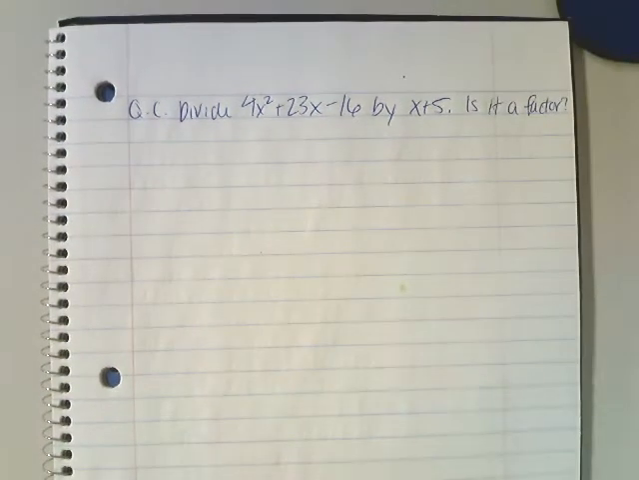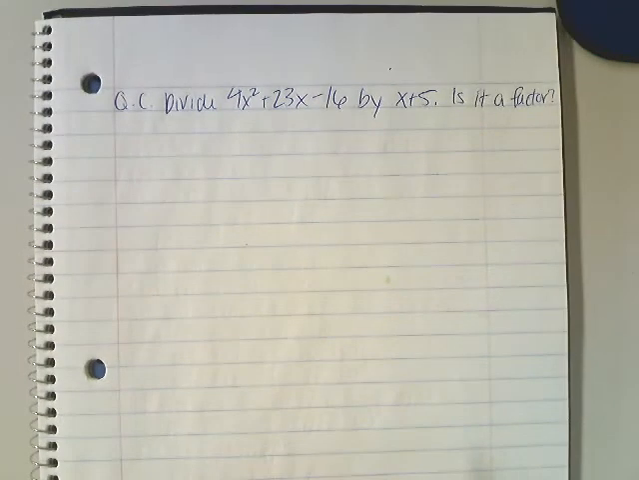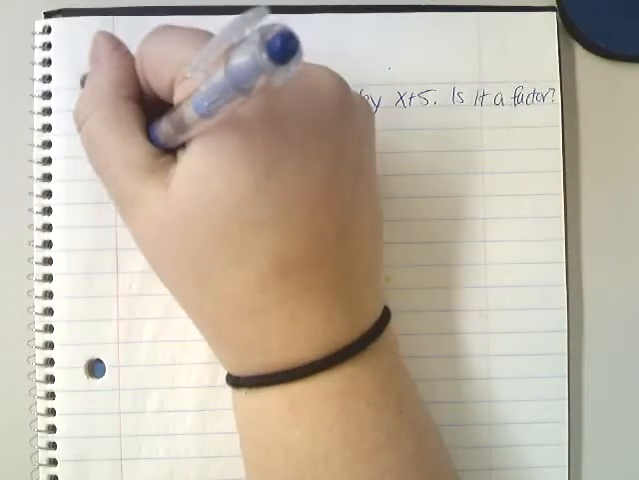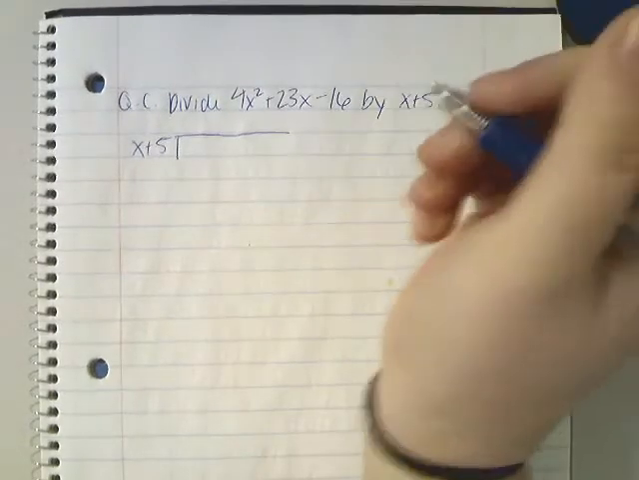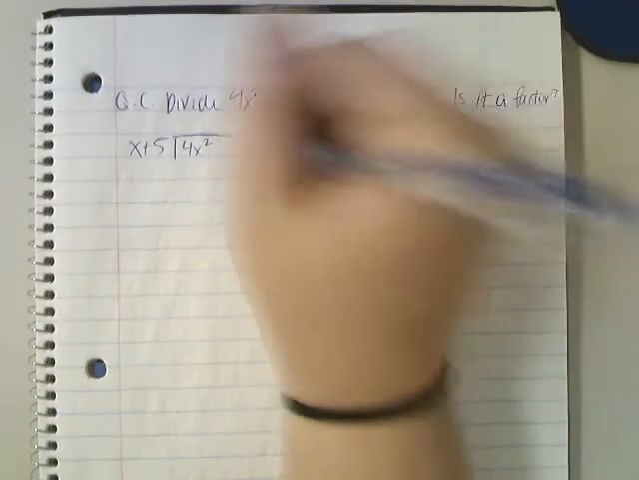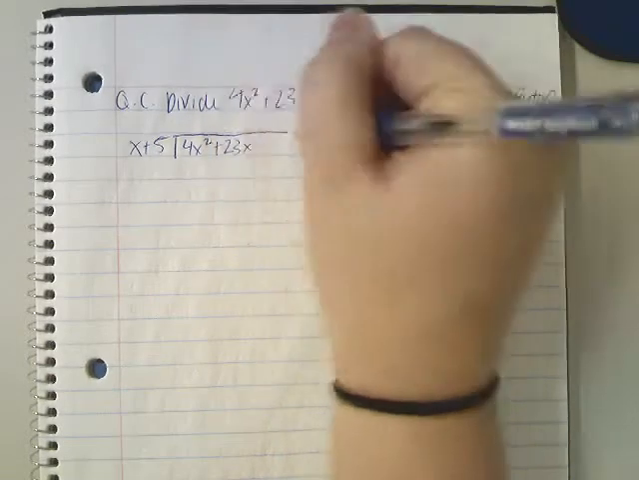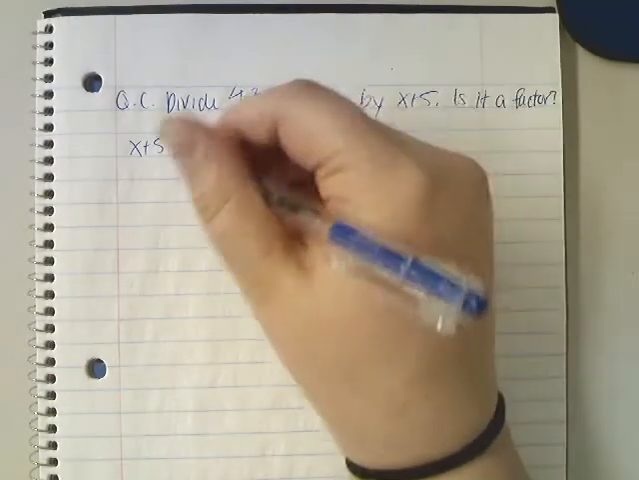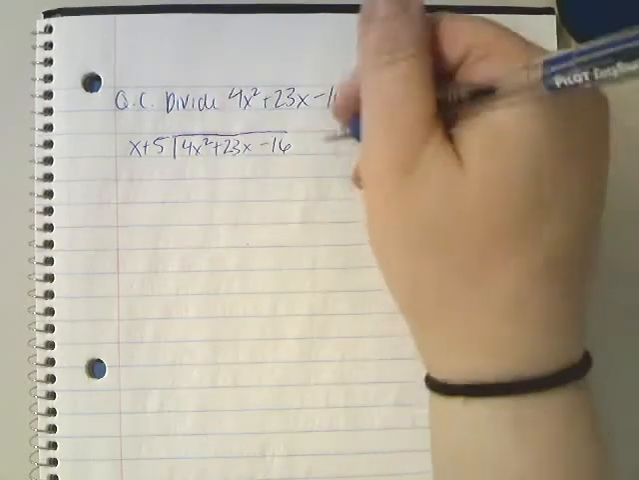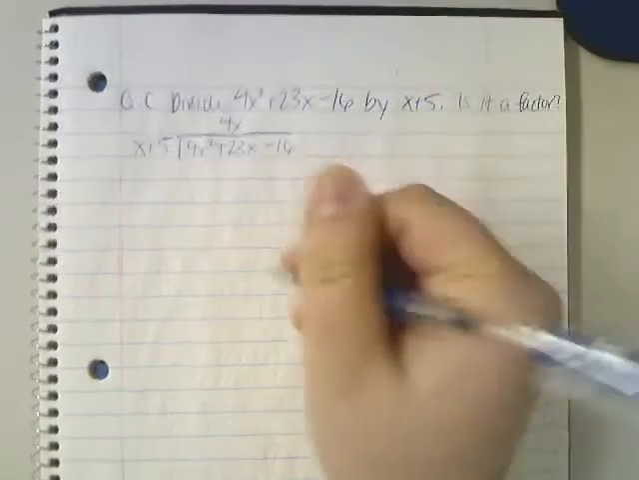So go ahead, try that out on your own. I'm going to go over it now. So I'm again dividing, seeing if x plus 5 divides into 4x squared plus 23x minus 16. So first thing I'm going to do is multiply by 4x. So I multiply by 4x first.